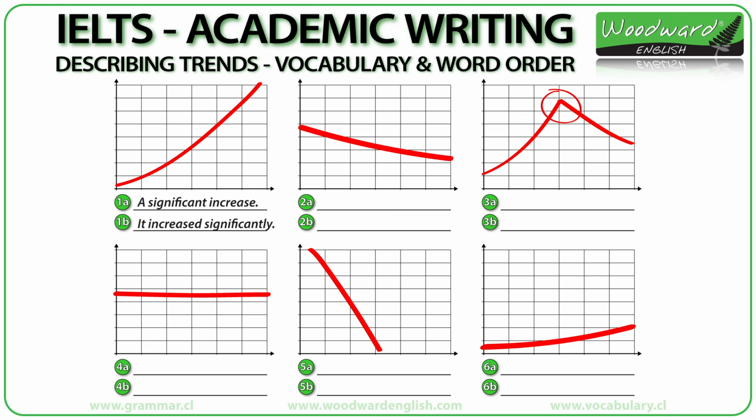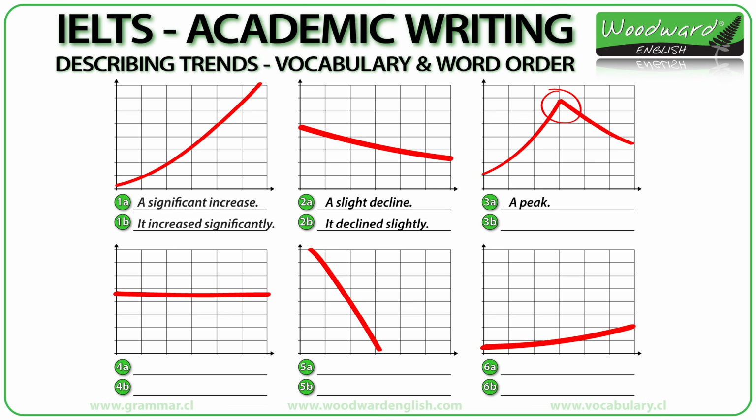Graph 2 shows a drop or a decline. We can describe it as a slight decline. How can we change this to include a verb? It declined slightly. You could also use other verbs like it dropped slightly, it fell slightly, so there isn't only one answer. Graph 3 shows a peak.